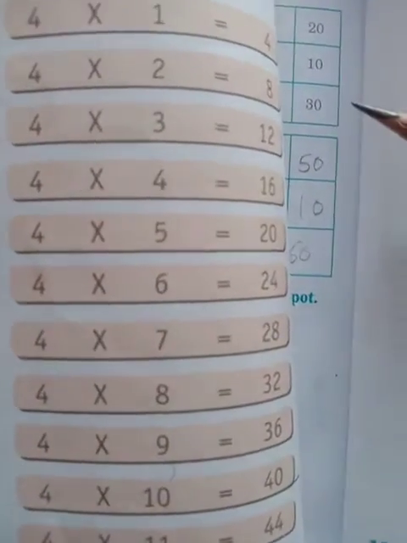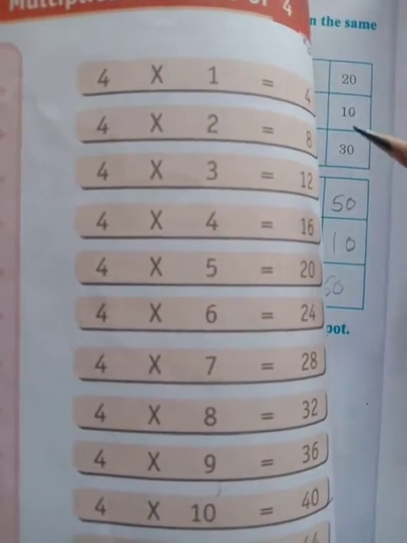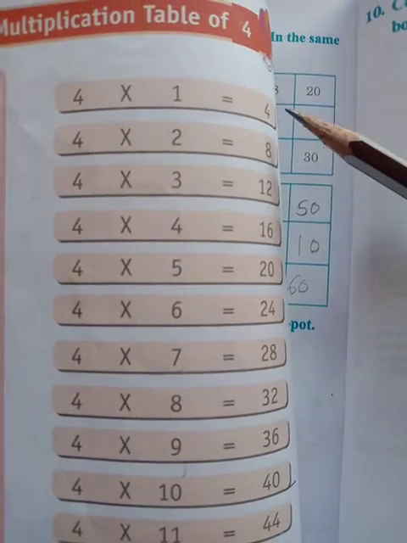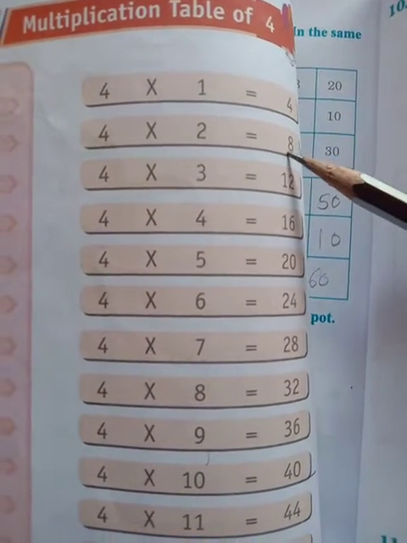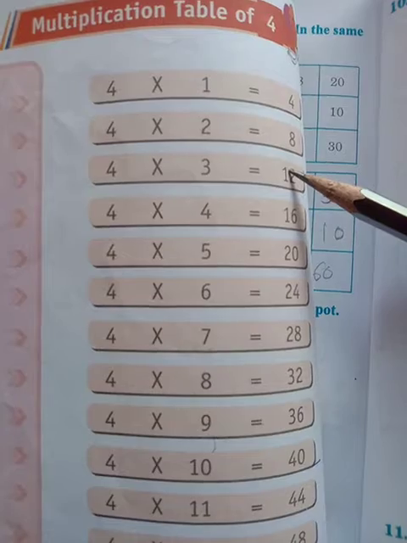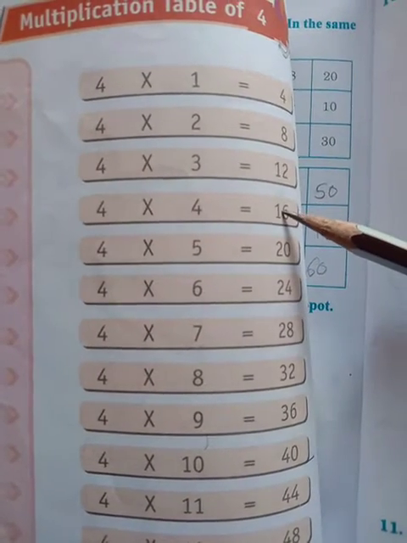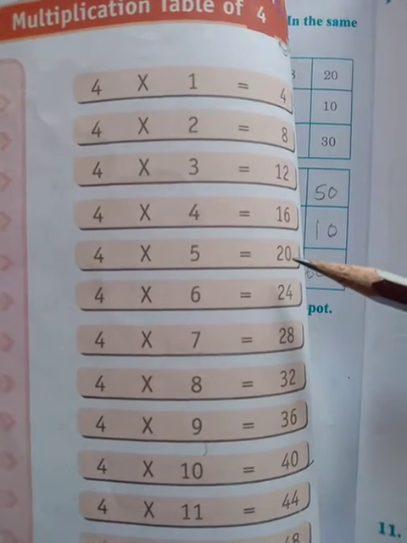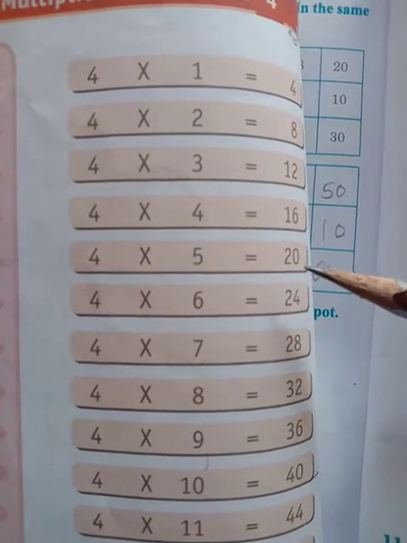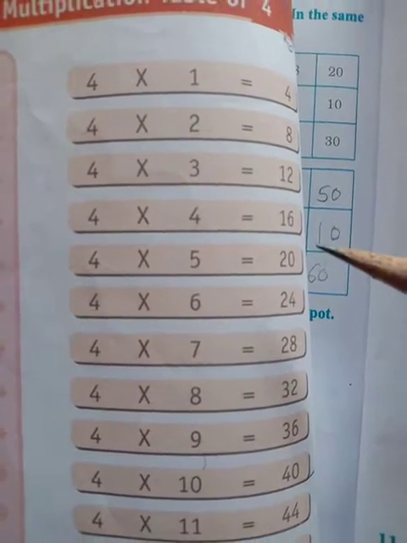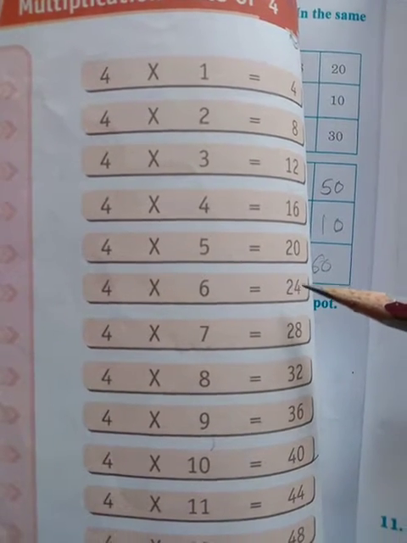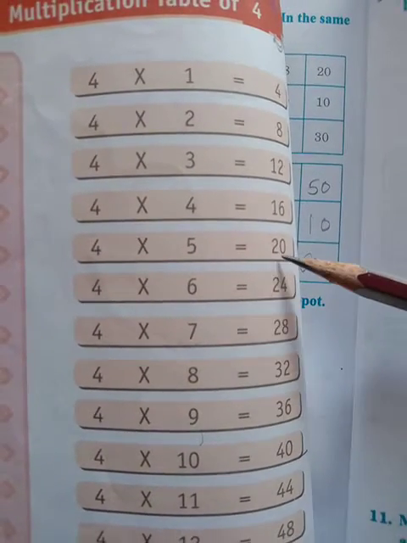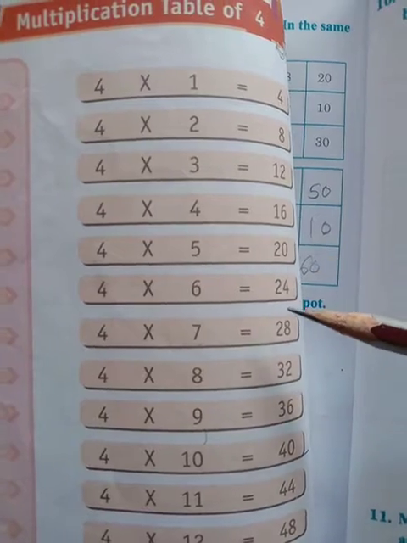Say four table again. Again read, children, four table. 4 1s are 4, 4 2s are 8, 4 3s are 12, 4 4s are 16, 4 5s are how much, children? 4 5s are how much? 4 5s are 20. Good.